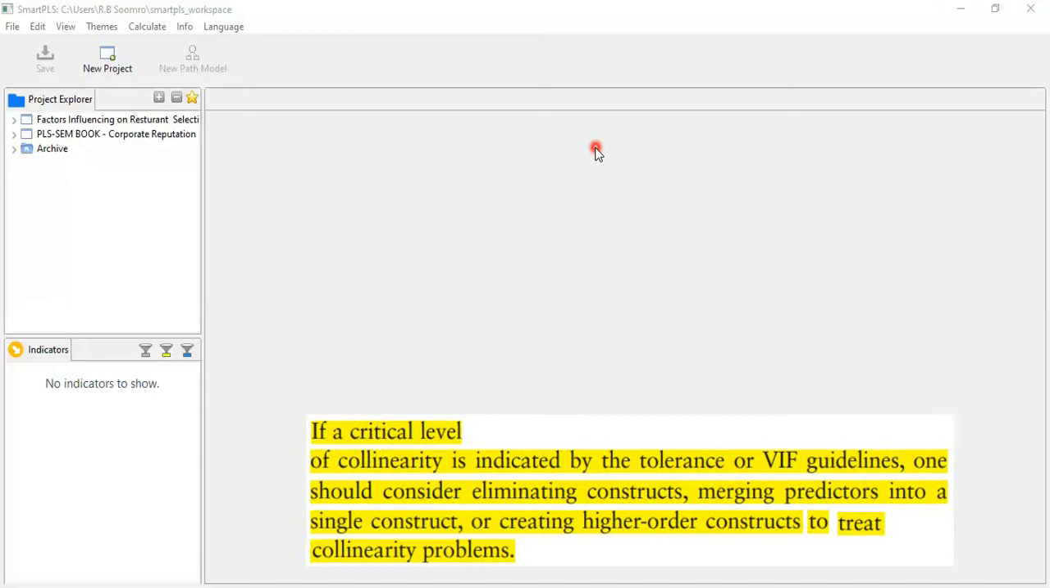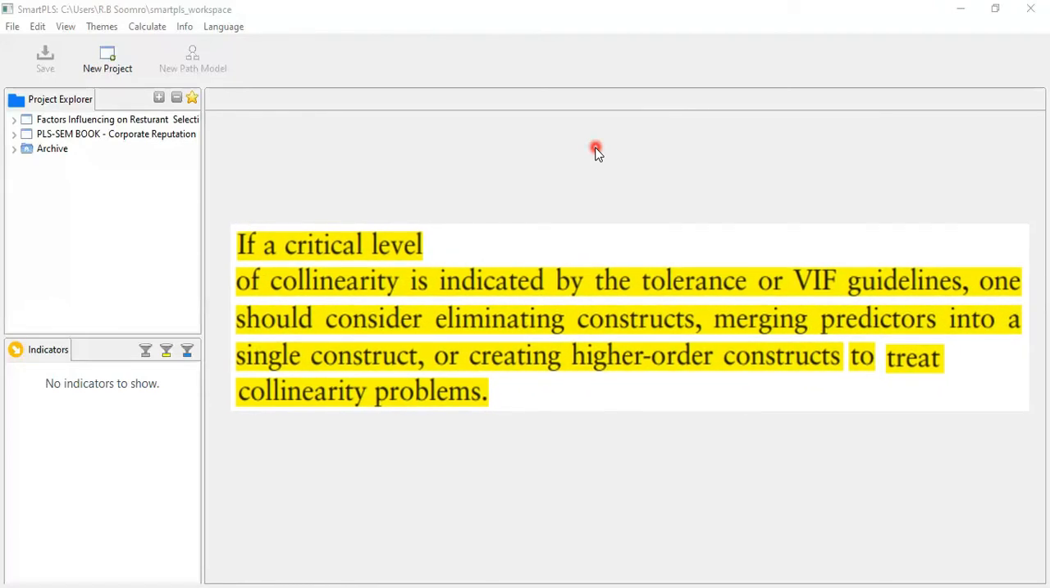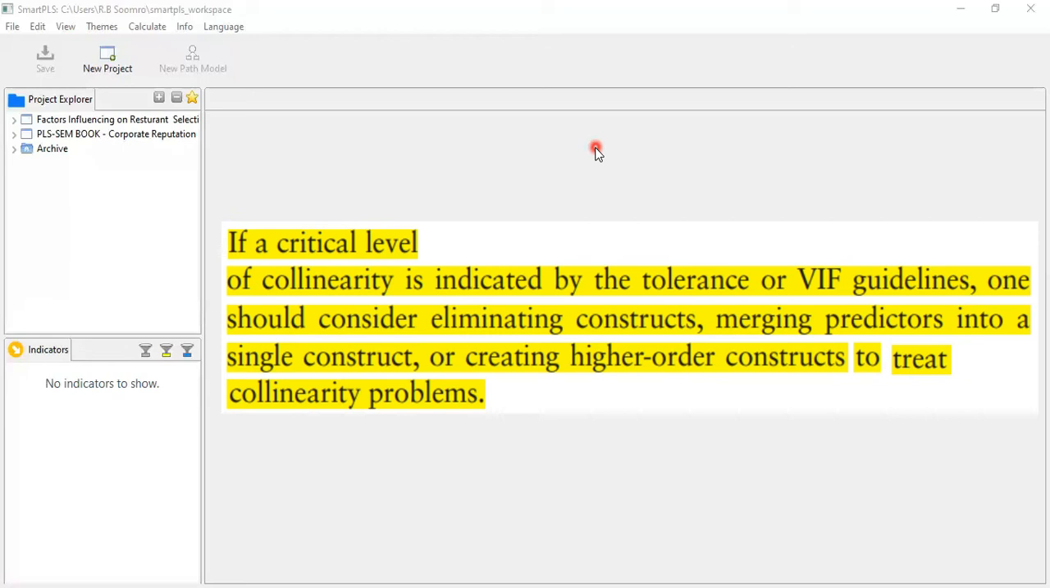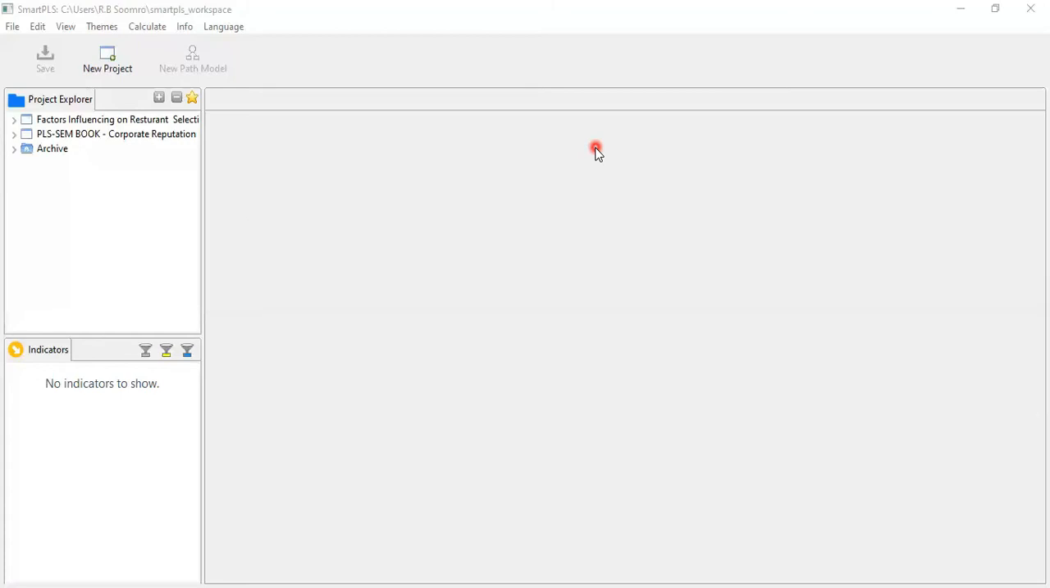Now how do we solve this problem with regard to the construct? One should consider eliminating the construct outright, or merging the predictors into a single construct, or you can take the predictor out of both constructs and then merge both constructs into one construct. The third solution is to create higher-order constructs. So these are the 3 solutions when you want to solve the collinearity problem.